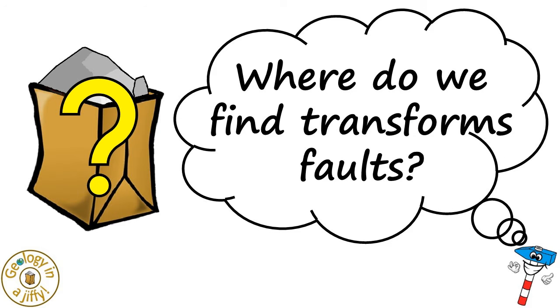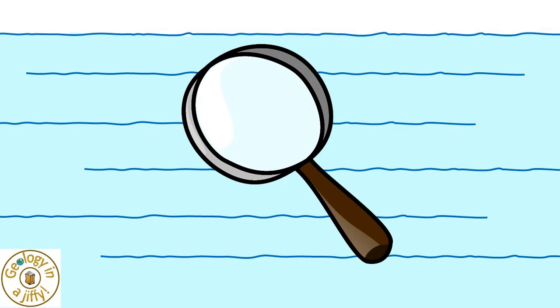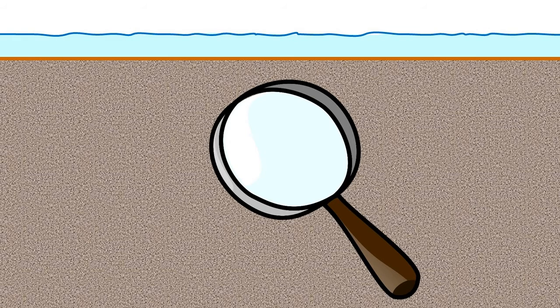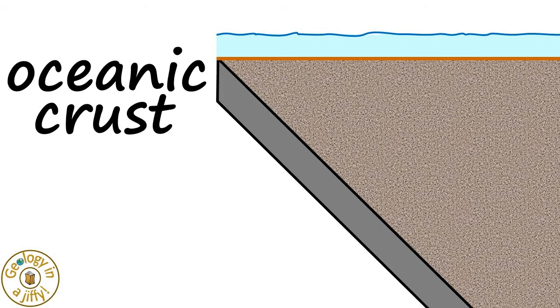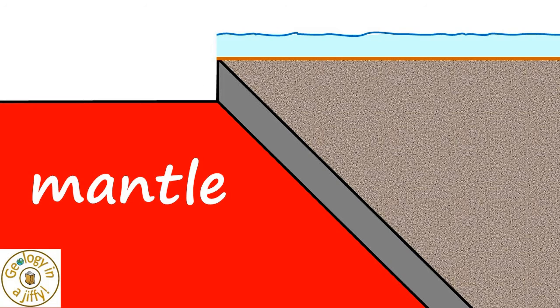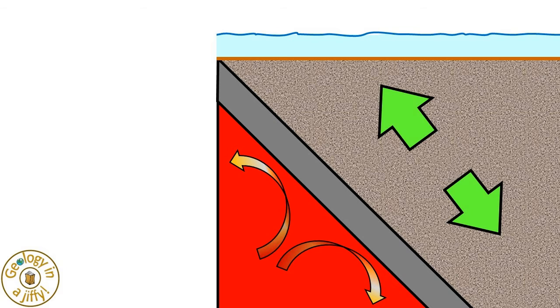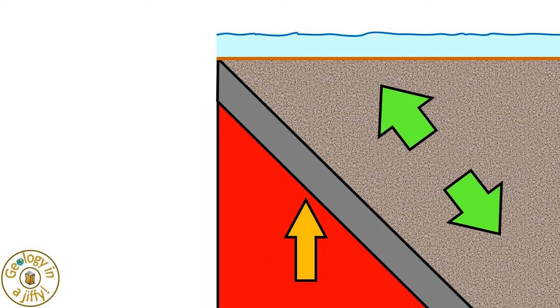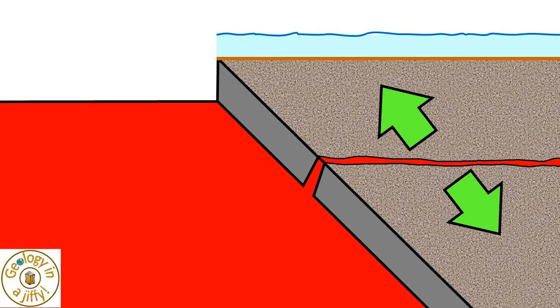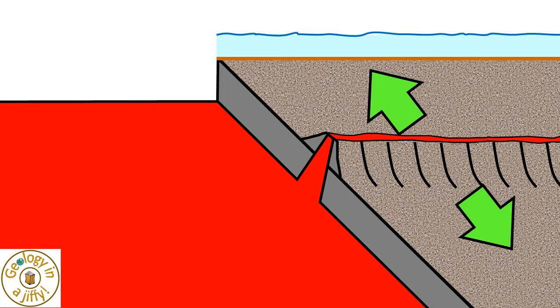Where do we find transform faults? Let's look into an ocean and see what is beneath it. We will see ocean floor, which when studied is made up of oceanic crust that sits upon the mantle. In the mantle, upwelling convection currents put strain on the overlying oceanic crust, the magma moving upward until it fractures the crust, forming a spreading boundary. As the boundary widens and the plates move apart, more magma is injected upwards.